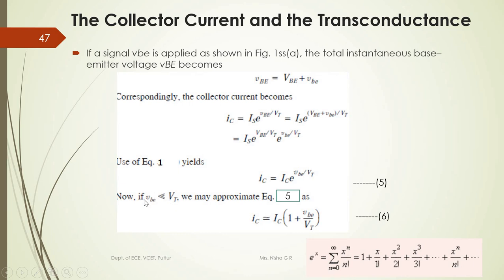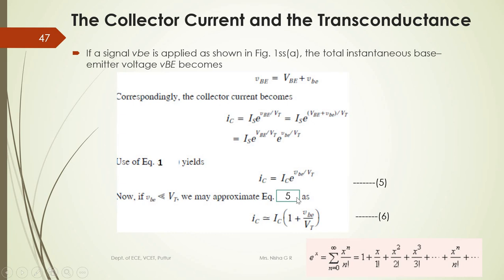Now we make vbe very much lesser than VT, this we already know. Small signal means your input AC signal is very much lesser than your thermal voltage, 25 millivolt. So we approximate equation 5 by expanding this exponential in series. e to the power x is equal to summation n equal to 0 to infinity x to the power n divided by n factorial, which is nothing but 1 plus x by 1 factorial and so on, up to infinity.